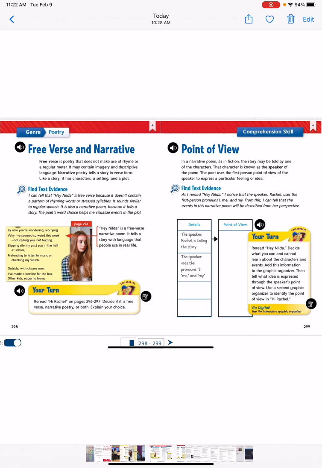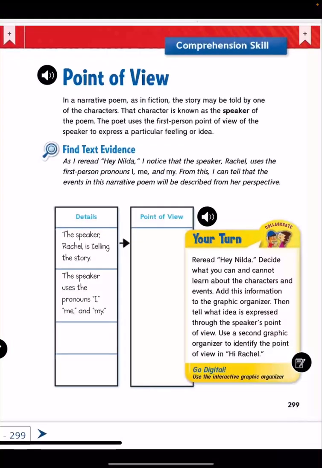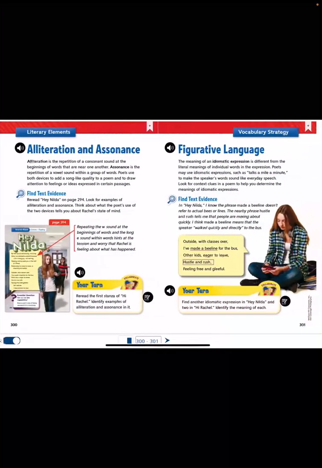You can see in this particular poem, it tells a story between two characters. You get a plot, you get character and setting. You know what's going on, so that's a narrative poem. Next, you have point of view. In a narrative poem, just like in fiction, the story can be told from one of the character's point of view. That character would be known as the speaker. The poet would use first person to put you into the place of this particular speaker. In this case, you can see the speaker of the text is Rachel, and she's telling the story. She uses the pronouns I, me, and my. Okay? All right, moving right along.